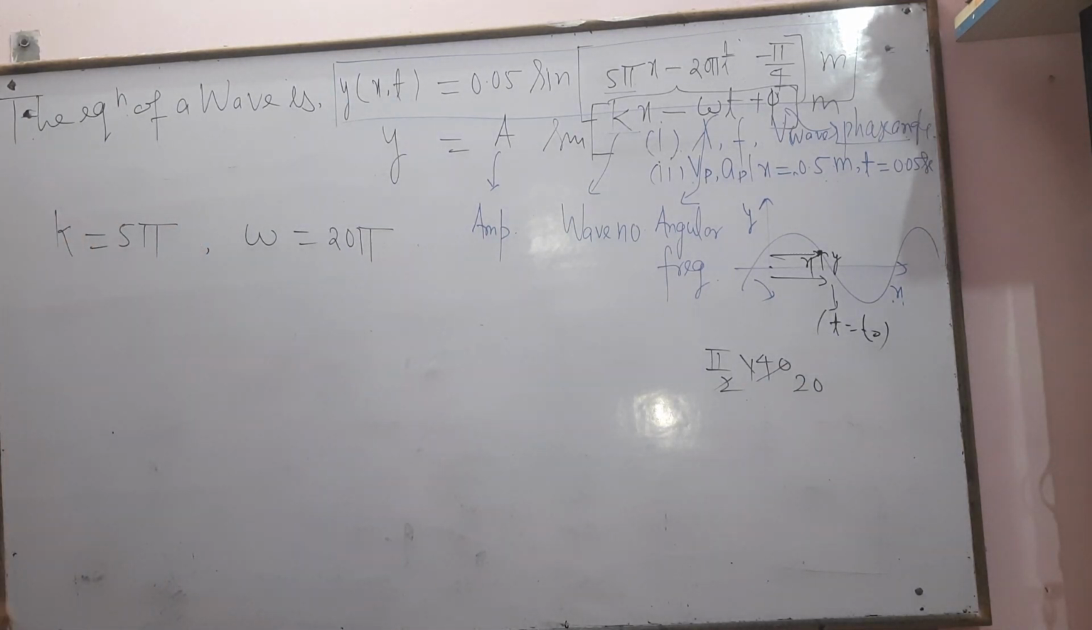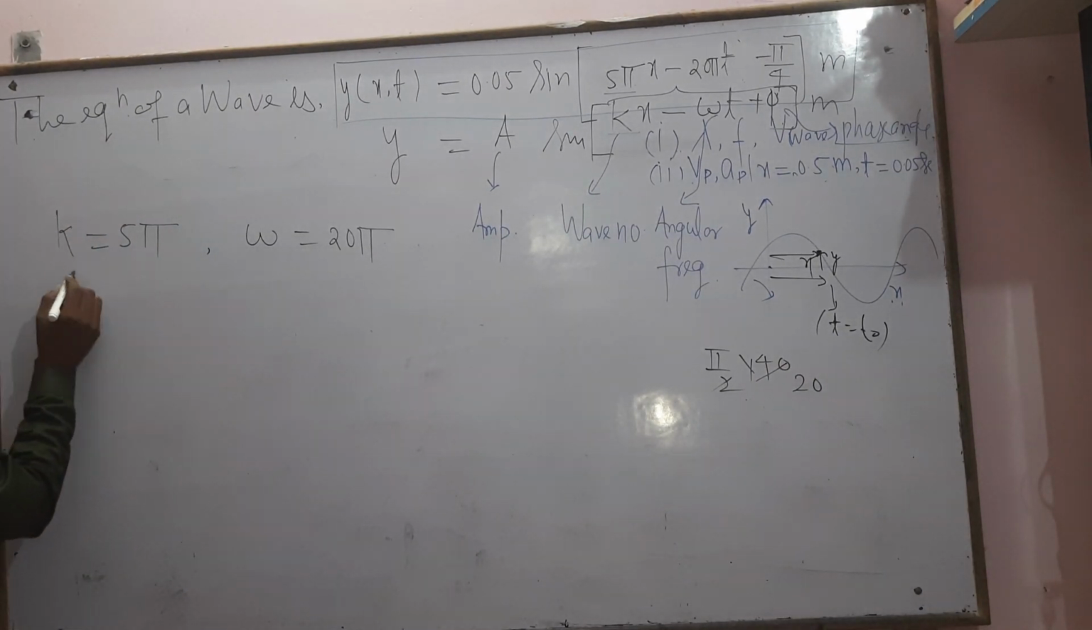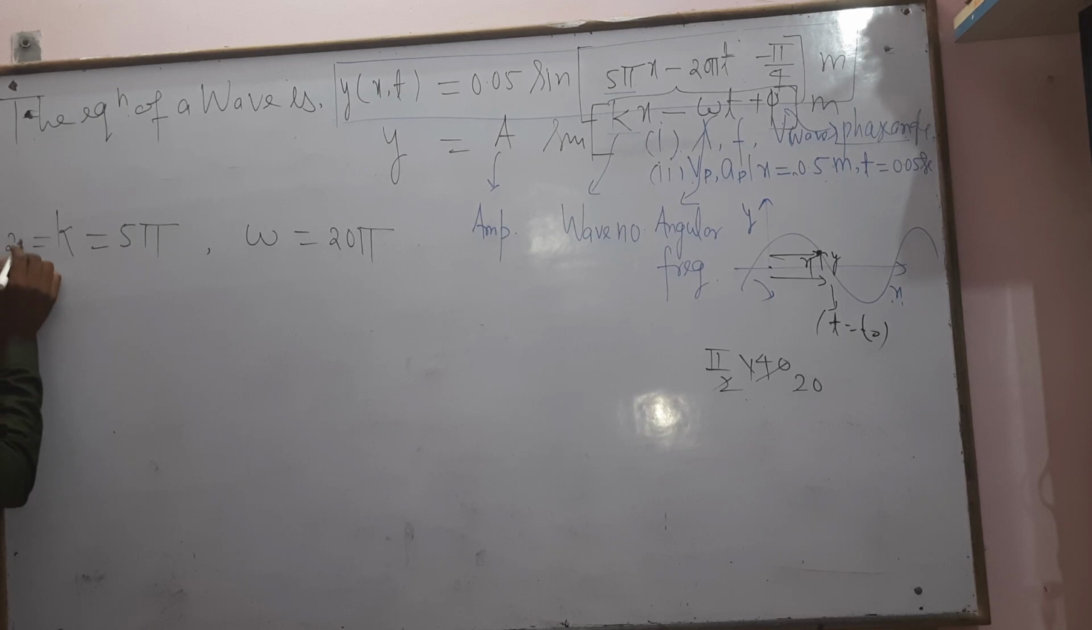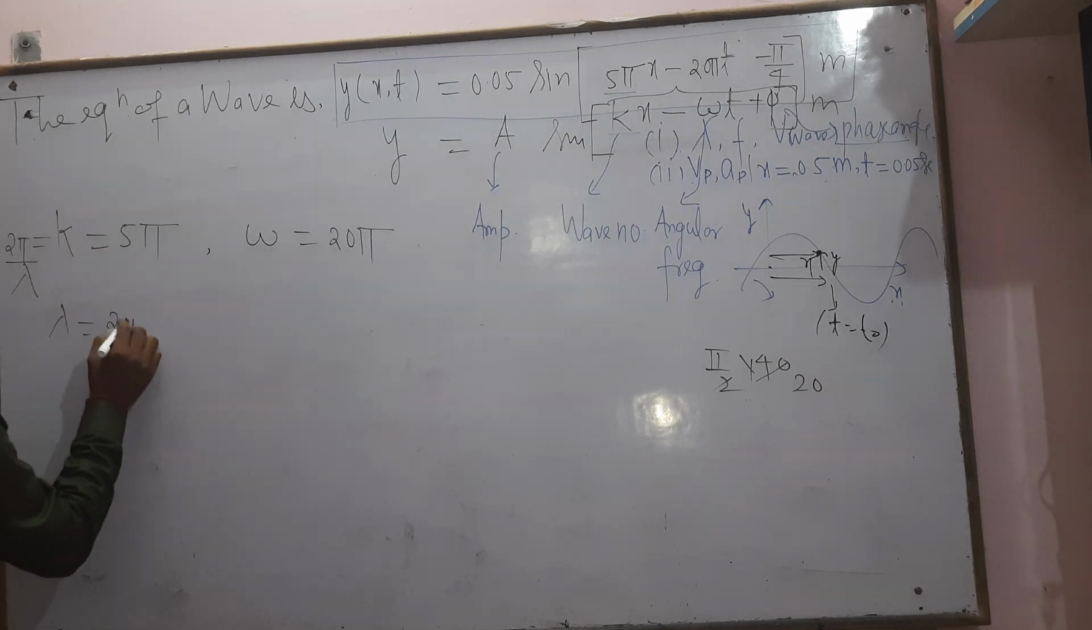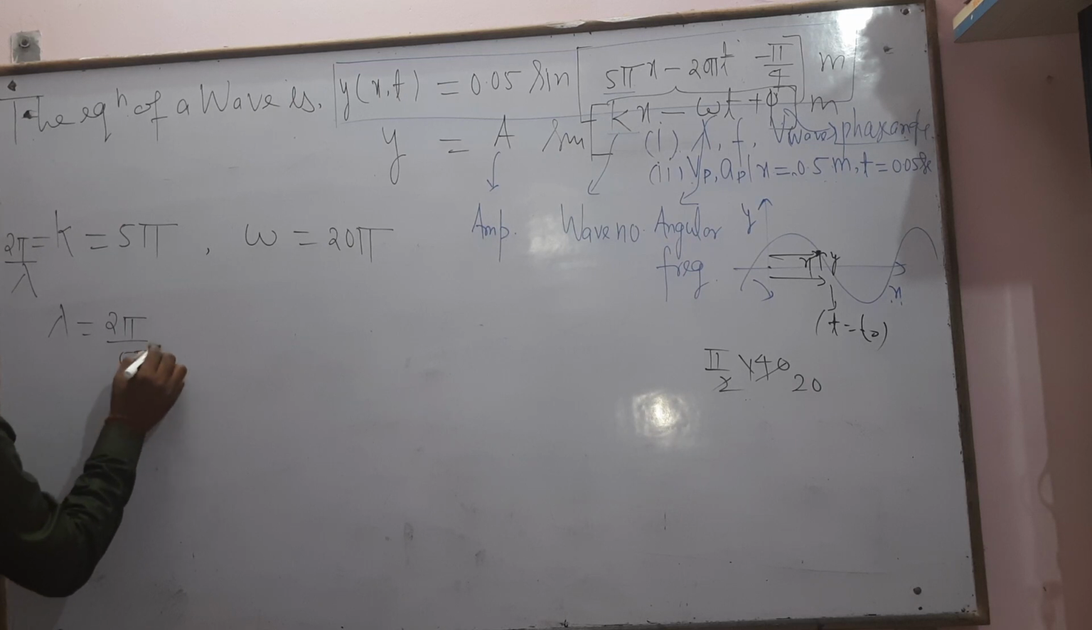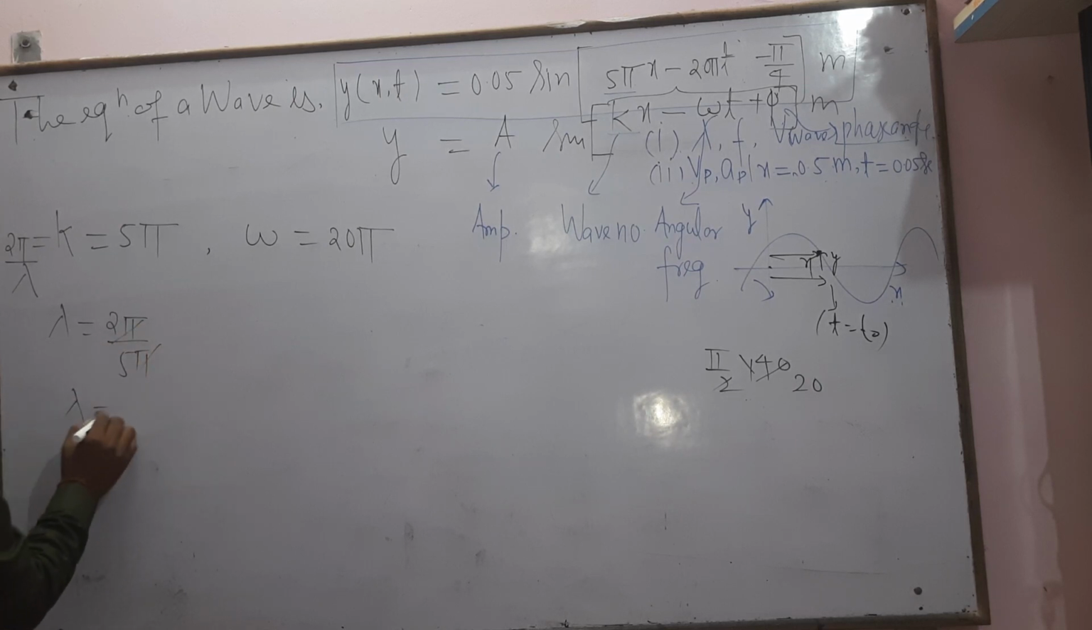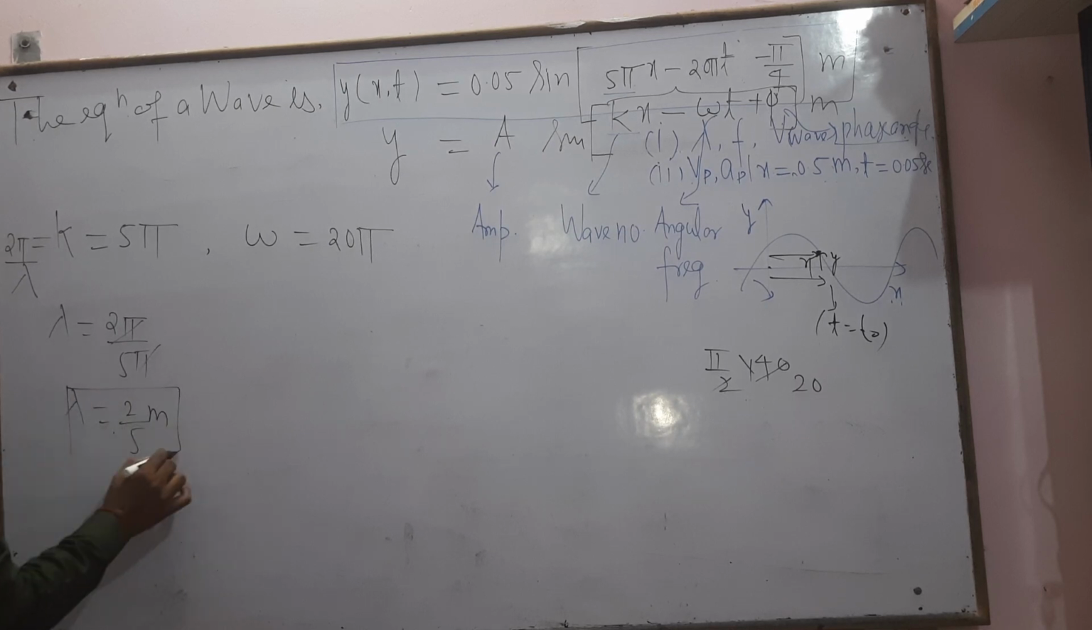We know that k is the wave number. The value of k is equal to 2 pi by lambda. So the value of lambda is equal to 2 pi divided by 5 pi. So pi will be cancelled out. Lambda is equal to 2 by 5 meter. 2 by 5 meter. This is the wavelength.